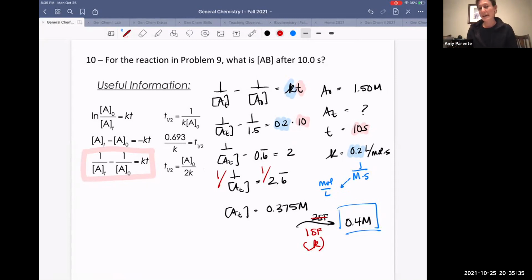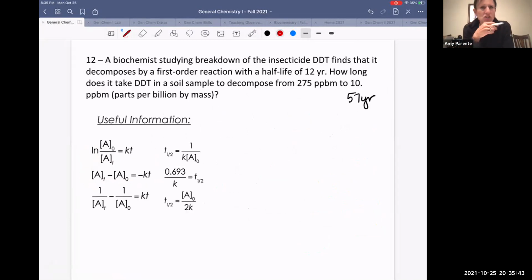All right, so I'm going to go through these quickly just so you could see some more worked out solutions. Okay. Next problem here, a biochemist studying the breakdown of the insecticide DDT finds that it decomposes by a first order reaction. So again, this is how you're going to see things on Wednesday for your quiz. It's basically going to be telling you what the order of the reaction is. In this case, it gives us a half-life of 12 years. Remember, if you're given a half-life, that means you need to use the associated half-life equation to get your rate constant.